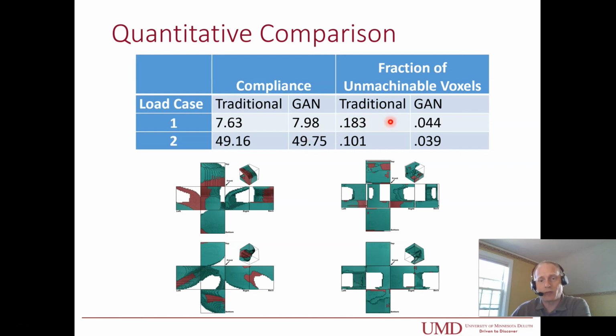But what's really different between the two cases is the fraction of unmachinable voxels. These are the ones that couldn't be reached on a single setup on a 3-axis milling machine. I showed that for case 1. And so for the traditional topology, that's actually 18% of the voids can't be removed. So you end up with more mass. Whereas with the GAN, you only have 4%.